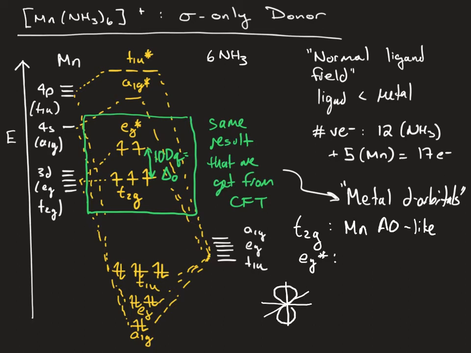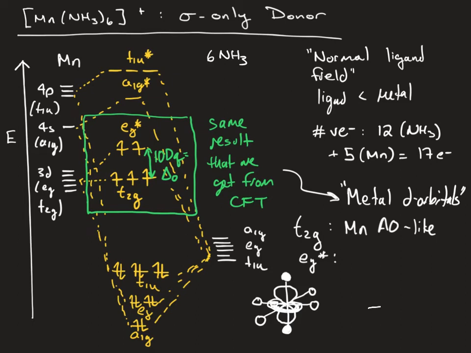One of your EG star is going to be based on the dz squared orbital. So that's your manganese 3dz squared. But we're antibonding to those SALCs. And you notice I've drawn this with a lot of manganese 3dz squared character and minimal ligand character bonding in, because it's a manganese dominated orbital. It's closest in energy to the manganese and not the amines.